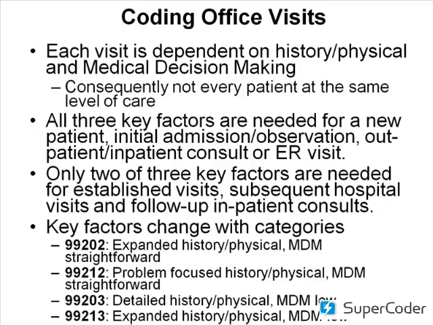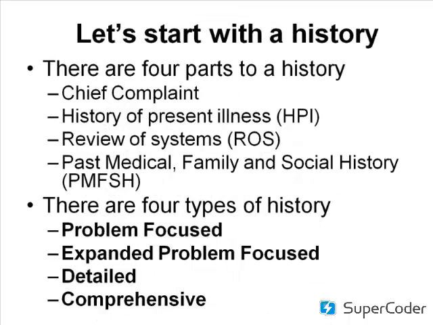On slide number 4, let's start with the history. Understand there are 4 parts to a history in an office visit. We have a chief complaint, a history of present illness, referred to as the HPI, review of systems, referred to as the ROS, past medical, family, social history, referred to as PMFSH. Now, with that said, there are 4 types of history: problem-focused, expanded problem-focused, detailed, and comprehensive.